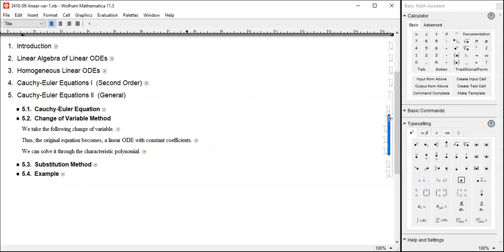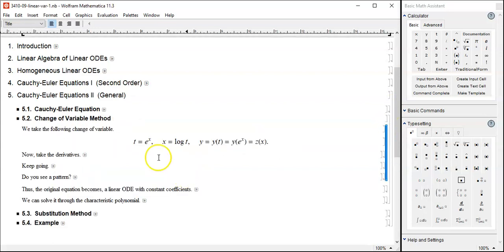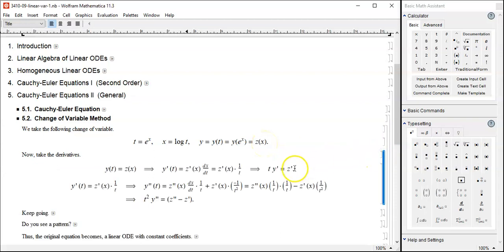Now, for the change of variable method, we can use the change of variable t is equal to e to the x, consequently x is equal to log of t. So if y and z are the same function, where y is expressed in terms of t and z is the same quantity expressed in terms of x, then we can take the derivatives. By chain rule, we have dx/dt popping up, which is 1 over t, since x is log of t.